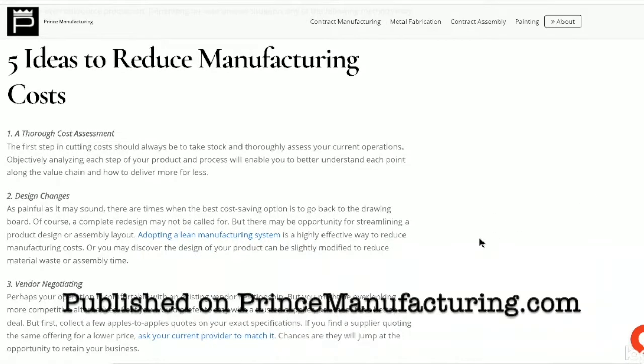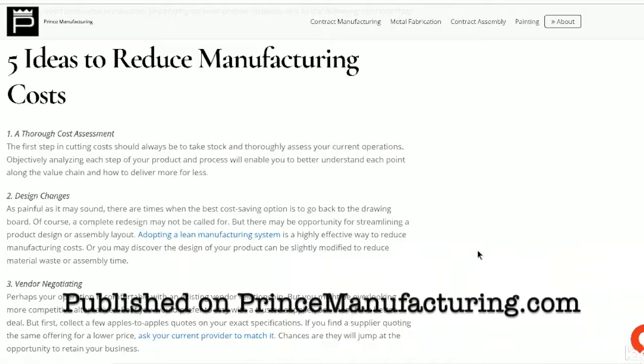Number 2 is design changes. As painful as it may sound, there are times when the best cost-saving option is to go back to the drawing board. Of course, a complete redesign may not be called for, but there may be opportunity for streamlining a product design or assembly layout. Adopting a lean manufacturing system is a highly effective way to reduce manufacturing costs. Or you may discover the design of your product can be slightly modified to reduce material waste or assembly time.